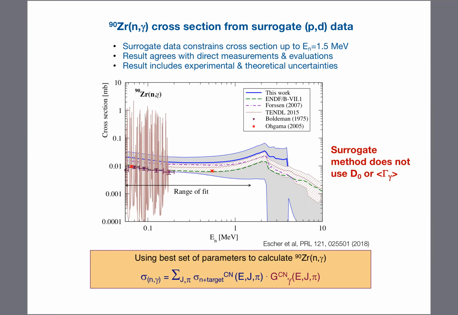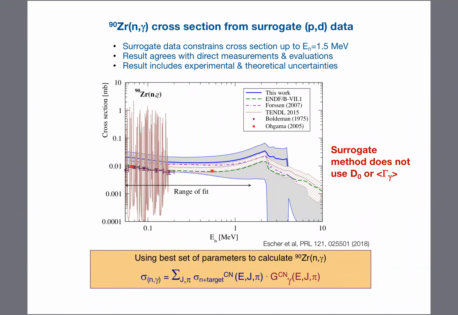Number one is zirconium-90 is a closed shell nucleus. So what we see here is the resonances come up quite high in energy. So it is not a nucleus for which a statistical regime where the Hauser-Feshbach applies sets in at very low energy. So I think that affects some of the uncertainties too.